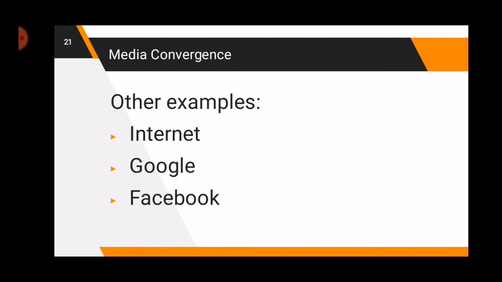Another example also is Google, because Google has many different kinds of platforms. For example, Gmail, where we can send electronic mails. We also have Google Drive, where we can store our files and access them online anywhere. Also, we have Google Plus, Google Hangouts, and the one that we use during our online interaction, Google Meet. So Google is a very good example of media convergence.